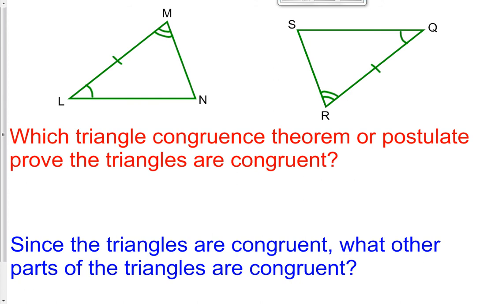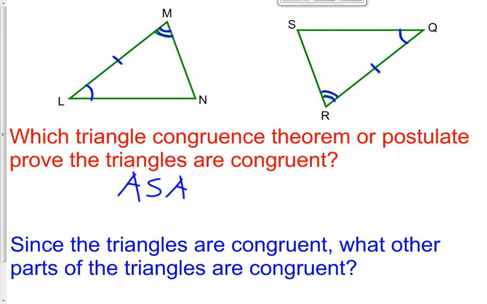Okay? So looking at this one, which triangle congruence theorem or postulate proves the triangles are congruent? Well, it looks like in triangle LMN, I have an angle and a side and an angle. And are those congruent to angle, side, angle? Yes. These two triangles are congruent, and the congruence theorem is angle, side, angle. So now it says, since the triangles are congruent, we prove that by angle, side, angle.